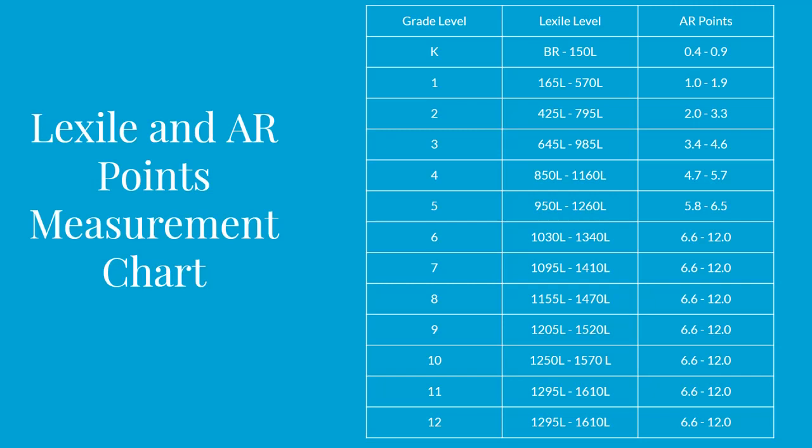So if you look here, let's start at the beginning. Grade level, if they're in kindergarten, the Lexile level is going to be BR, which stands for Beginning Reader, to 150L. The L stands for Lexile. And the AR points are 0.4 to 0.9. And I will say for the AR points, they stop after 6th grade really getting up there with the AR points. So 7th to 12th grade, they don't really put anything in there for them. I think as long as you're in 12th grade and you're still between that 6.6 to 12 points, then your child is within the average.